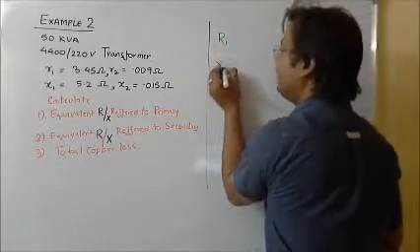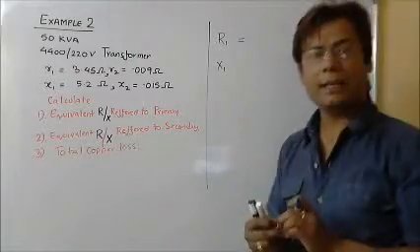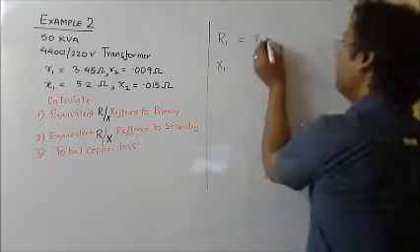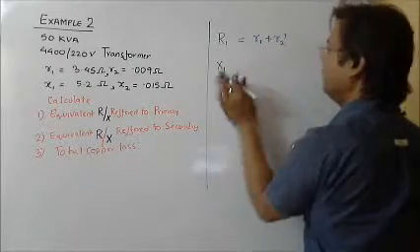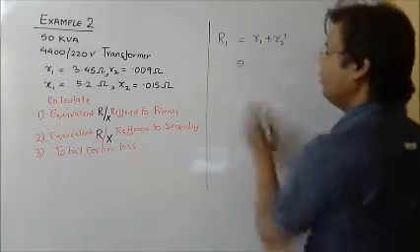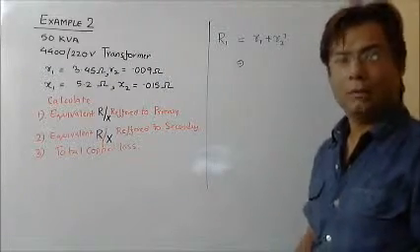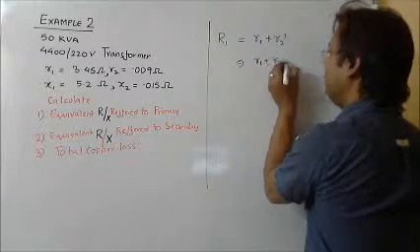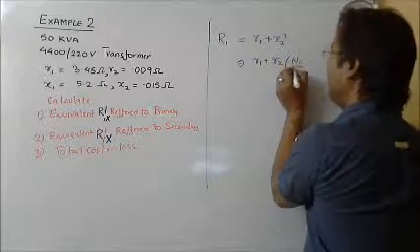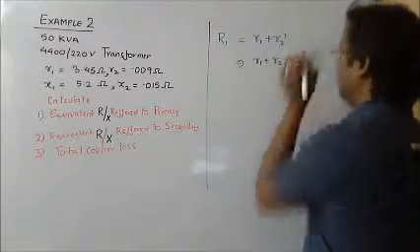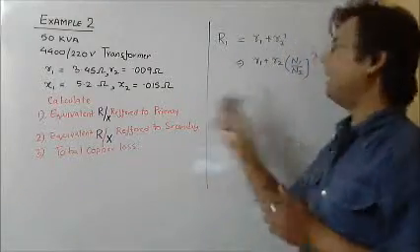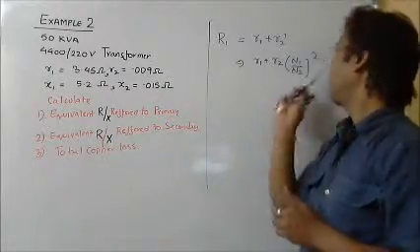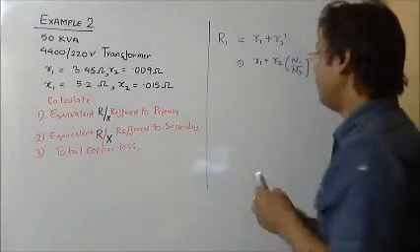We know the formula for R1 and X1. R1, which is the equivalent resistance referred to the primary, is the primary resistance R1 plus R2', which equals R1 plus R2 multiplied by (N1/N2) whole square. Everything is given here: R1 we know, R2 we know, N1 we know, N2 we know. We have to calculate this.